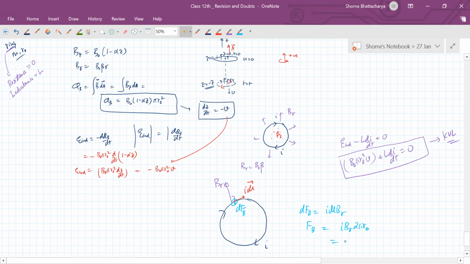And the radial component will be how much? It will be B naught into beta R naught into 2 pi R. So this is clear, Ashwin?